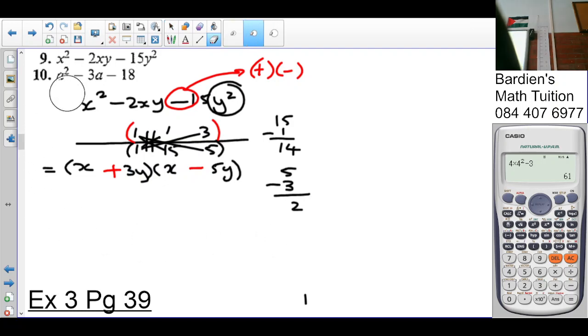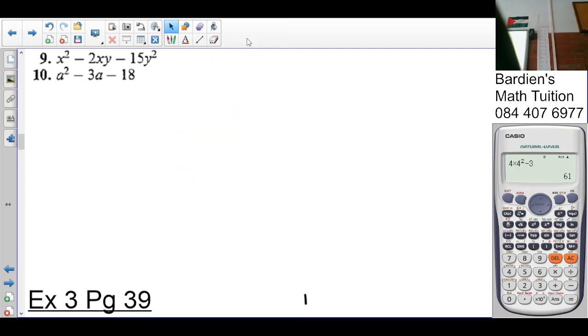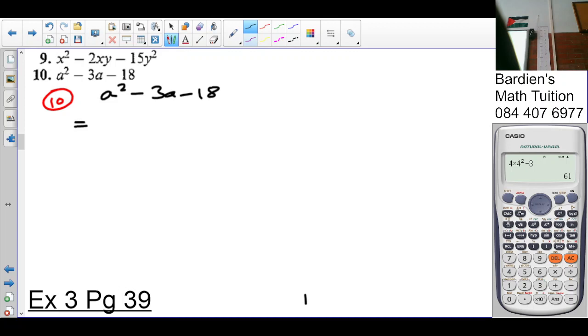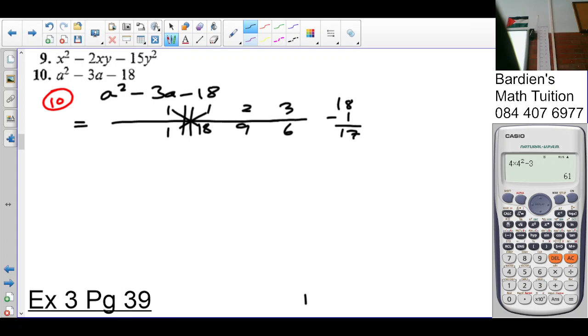Okay. Let's look at number 10. We got a squared minus 3a minus 18. So where do we start? Start with a product line. So here goes 1 and 18, 2 and 9. Do we add or subtract our products? Subtract. Why? Because the last term is negative. So 1 times 18 is 18. 1 times 1 is 1. Minus, you get 17. I'm looking for 3.